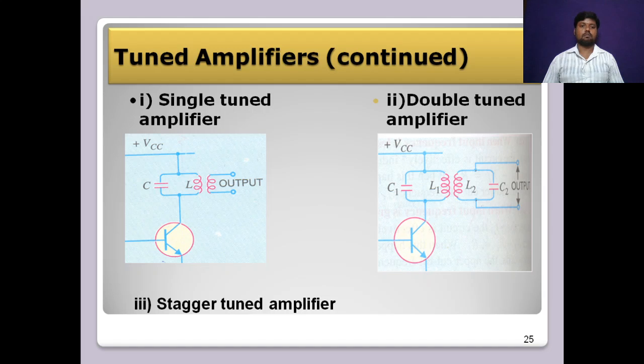A single tuned amplifier means at the collector side, if you observe here, a capacitor and inductor both in combination are used for tuning, single tuned. And here, double tuned amplifier, double tuned both at the collector side and output side, double tuned amplifiers.